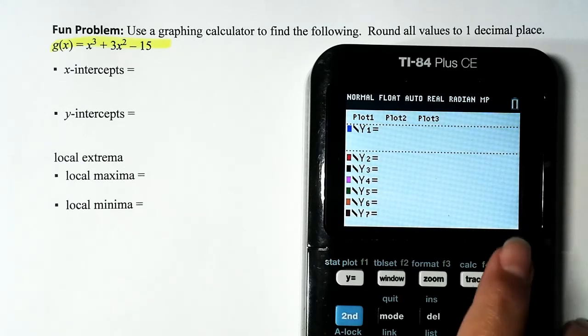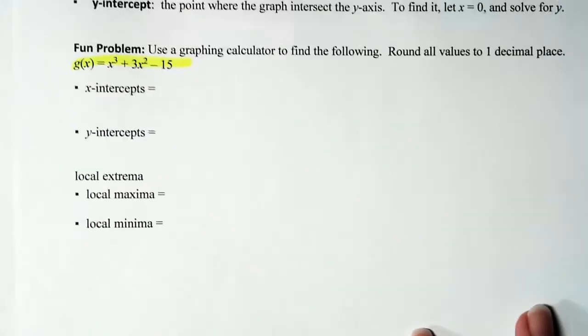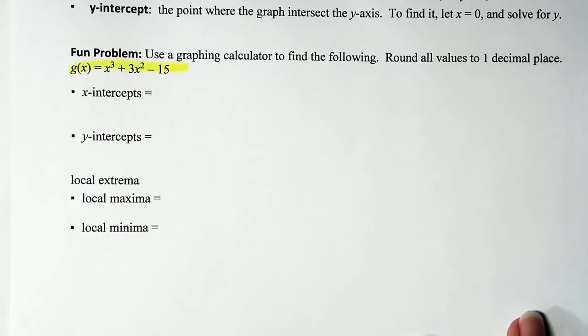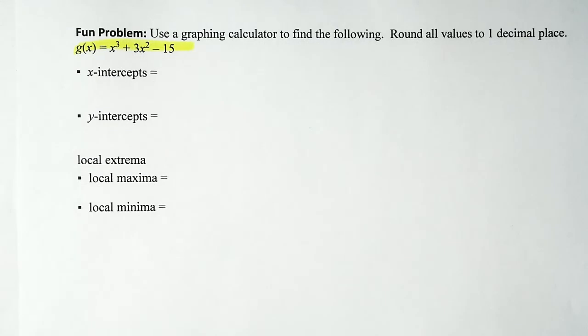So let's do this. Yes, we are going to use our calculator, but it's always nice if we have a sense of what the graph should look like. So I'm going to go ahead and look at the degree, which is the code for biggest exponent on any of the variable terms.